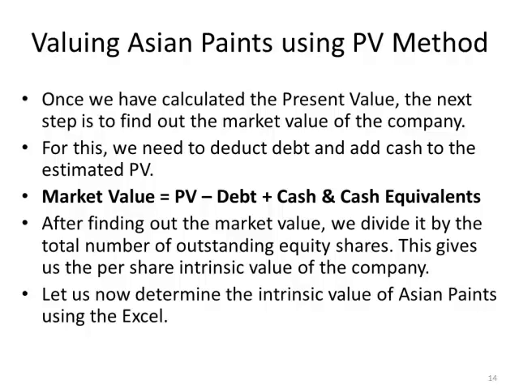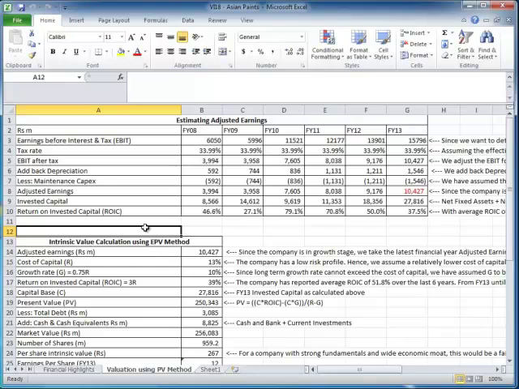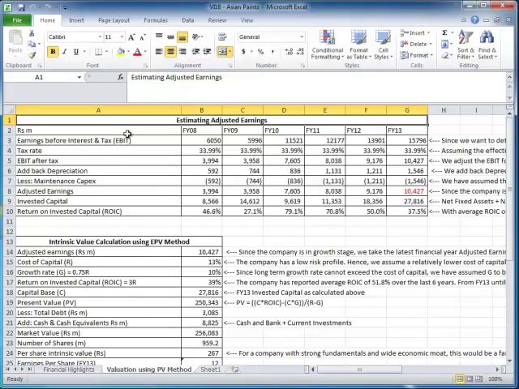The next thing we're going to do is go back into Excel and continue looking at the Asian Paints spreadsheet. This time we'll look at how to value it, and we'll see that it follows a similar pattern to what we did with the first company. So let's go ahead and do that now. Asian Paints valuation using the PV method. Now we are going to show you how to value Asian Paints, and we'll use the PV method.